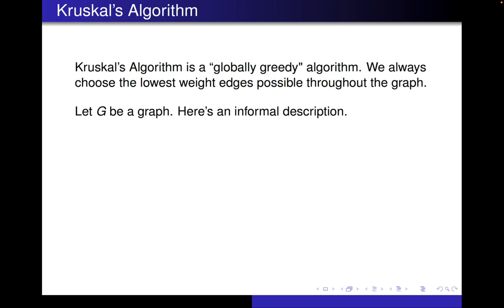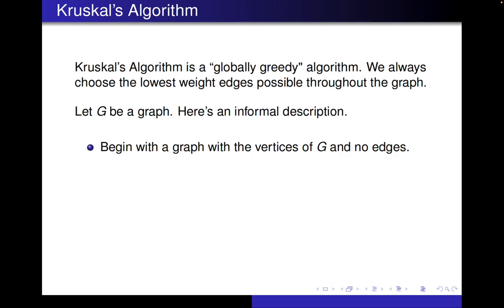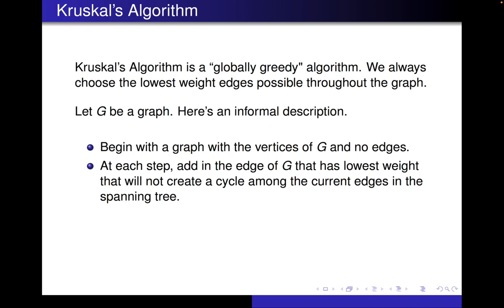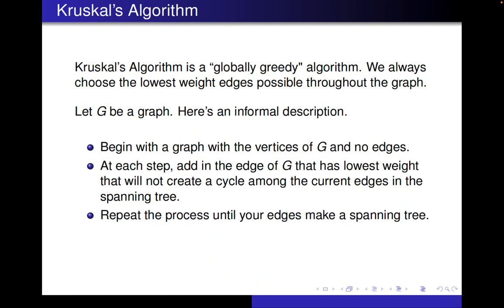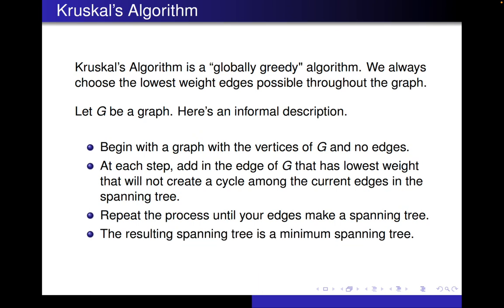So if G is a graph, here's an informal description of how the algorithm works. You just begin with a graph and ignore all the edges, but look at all the vertices of G. At each step, we're going to add an edge to the graph that's going to become an edge in our minimum spanning tree, that has the lowest weight and will not create a cycle among the current edges in the spanning tree. And then we keep repeating that process until we get a spanning tree. And then that spanning tree, it turns out, is a minimum spanning tree.